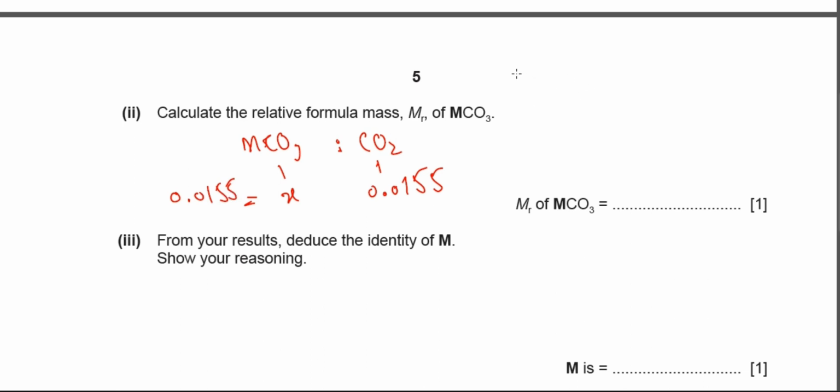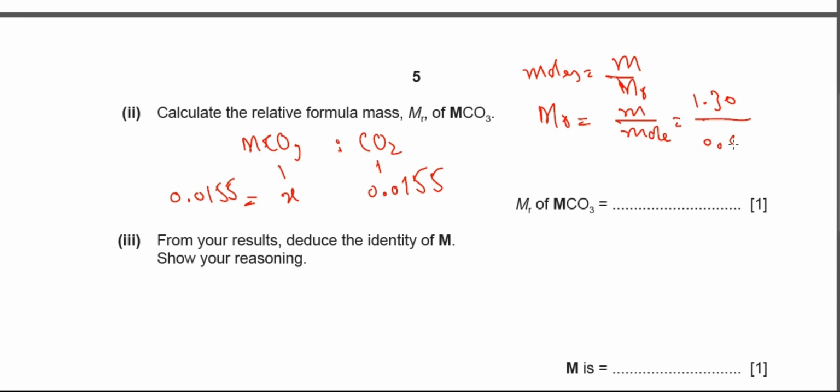Now we use the formula moles is equal to mass over Mr, and as we are going to find Mr, we are going to divide the mass over moles. Now we have the mass of the FA4, which was 1.30. You can take values from the table, and then the moles we calculated here are 0.0155, but I recommend you use your complete value from the calculator.